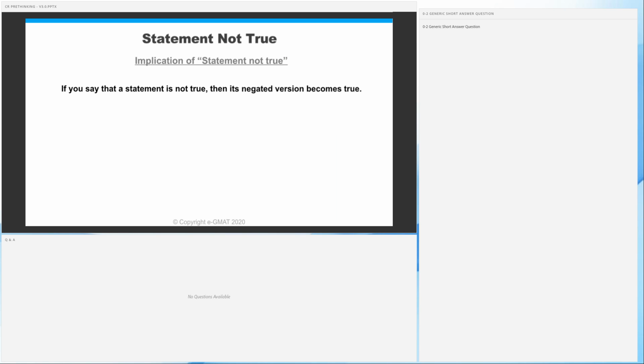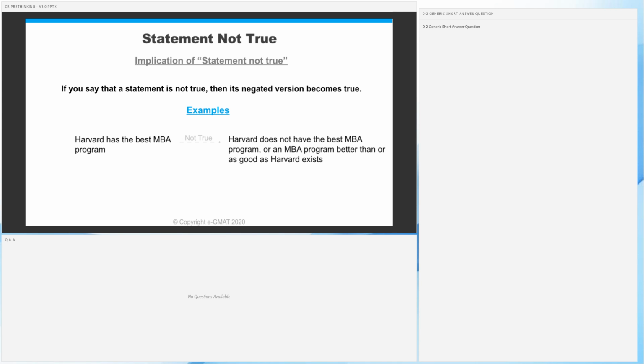Now, some of you may be saying, hey Rajat, how can you say that if I'm saying this statement is not true, I'm automatically saying its negated version is true? Let's see some examples. Take a statement: Harvard has the best MBA program. If you say that's not true, what it automatically means is that Harvard does not have the best MBA program. You're also saying that an MBA program which is just as good as Harvard or better than Harvard exists. Isn't that true? When you say this statement is not true, you are automatically saying that this is true, correct?